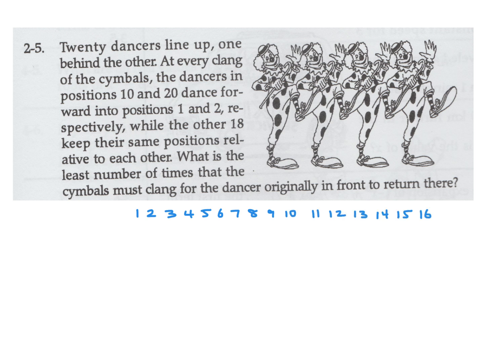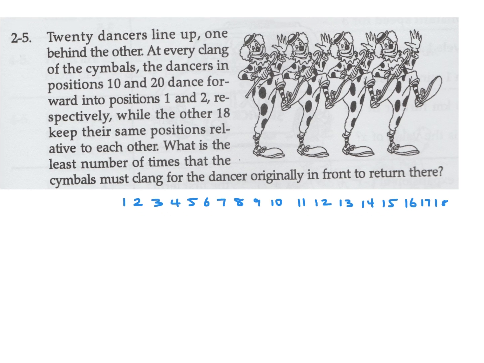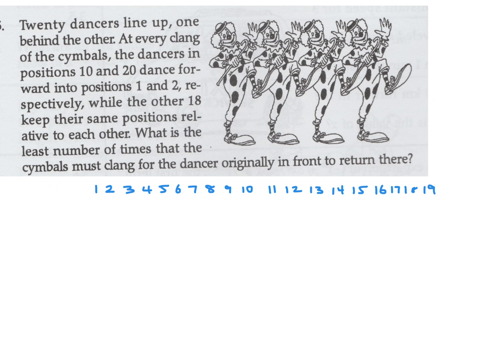15, 16, 17, 18, 19, 20. Okay, so this is the original order. And so this is the start, I guess, right? And the position of the first dancer, I'll put here. So as you can see, the position is 1, but nothing's happened yet. Okay, so then we got the first clang. So the clang, I guess the banging of the cymbals.